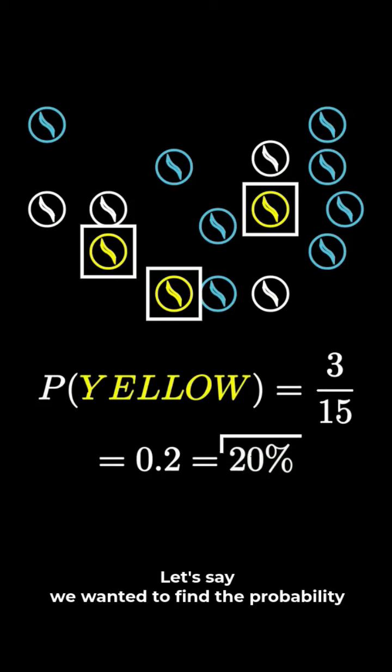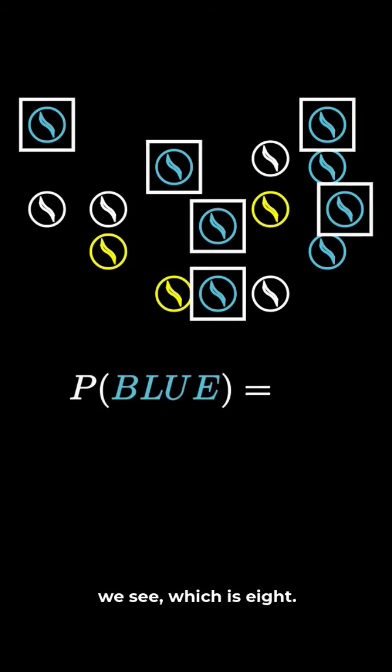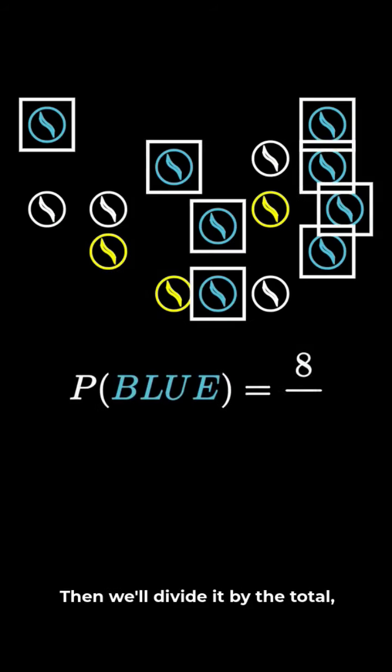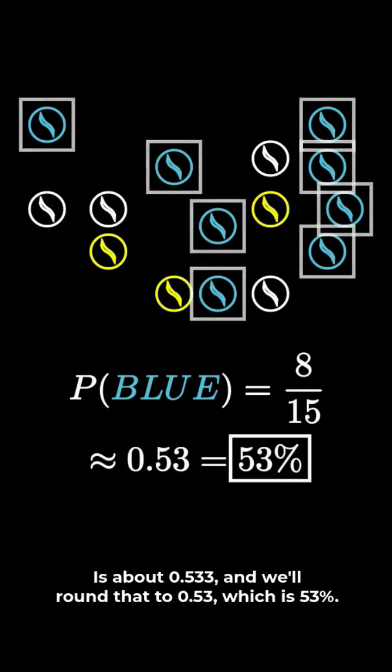Let's say we wanted to find the probability of drawing a blue marble. What we'll do is count the number of blue marbles that we see, which is 8. Then we'll divide it by the total, which is 15. And 8 divided by 15 is about 0.533, and we'll round that to 0.53, which is 53%.